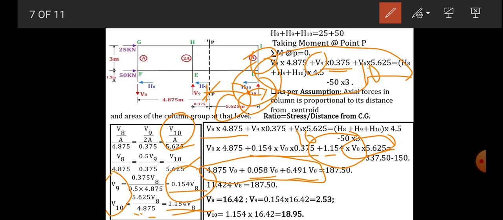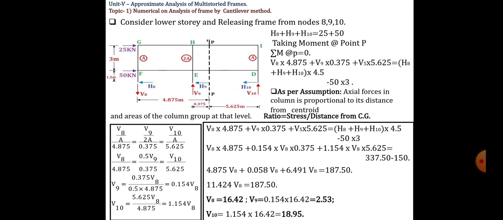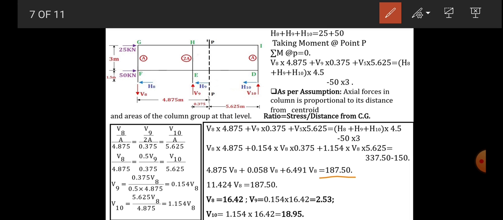Okay, and on the right hand side, now there are H8, H9 and H10 equal to 25 plus 50. So it becomes 75. So put that value here. So 75 into 4.5, it becomes 337.50, minus this 50 into 3. So by simplifying, we have 187.50. So we will get V8.